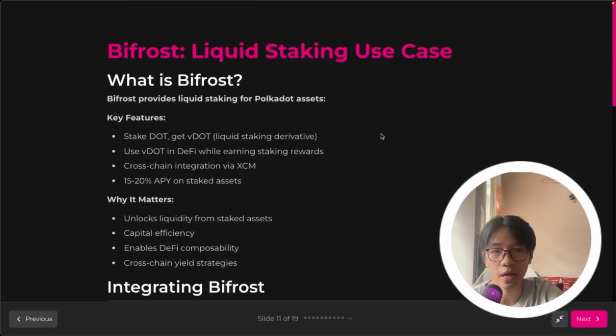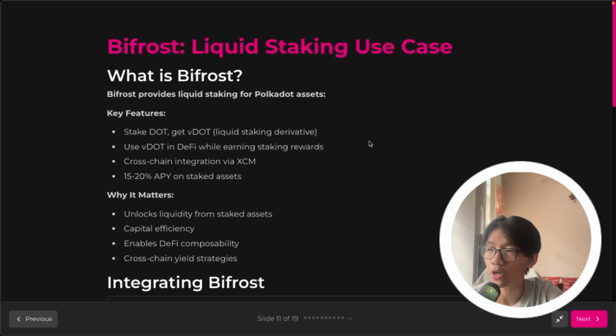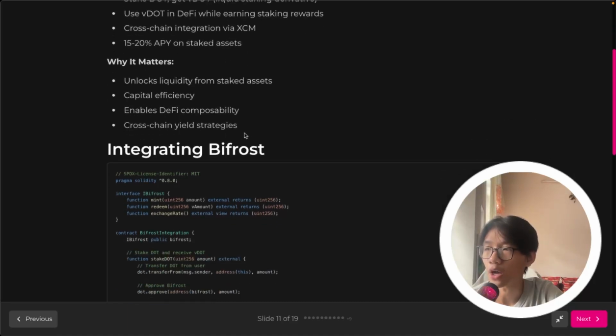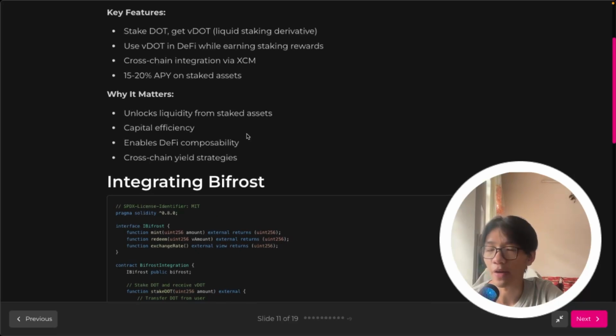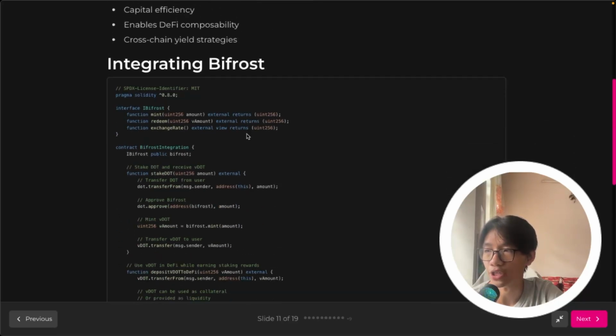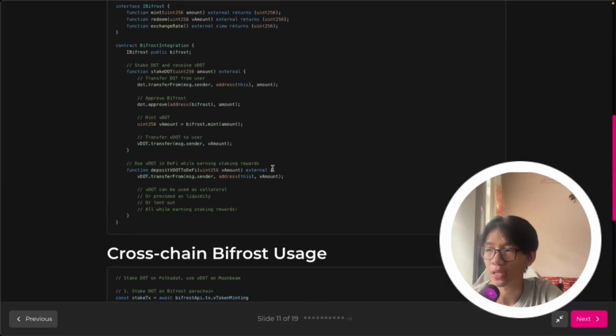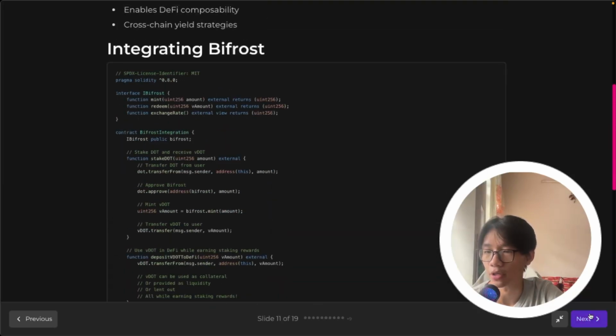Bifrost also has a liquid staking use case, where Bifrost provides liquid staking for Polkadot assets. Stake DOT, get vDOT, and use vDOT in DeFi while earning staking rewards. With cross-chain integration through XCM, it's 15 to 20% APY on staked assets. Why does it matter? It unlocks liquidity from staked assets, gives capital efficiency, enables DeFi composability and cross-chain yield strategies. And that way you can use Bifrost cross-chain use cases directly in your smart contract.